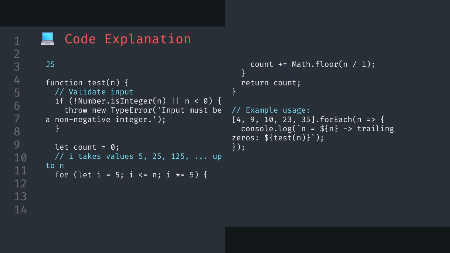This function first validates n so you don't accidentally pass weird values. The for loop multiplies i by 5 each iteration, counting how many multiples of each power of 5 fit into n. We then accumulate these quotients into count. That final count equals the number of trailing zeros in n factorial. It is compact, clear, and runs in big O log base 5 of n time.